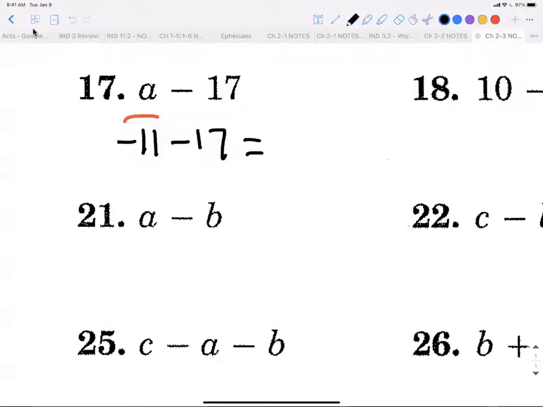Two negatives go deeper negative. So if my signs match, what do I do with these two numbers? Go ahead, Jaden. Add. So what's 11 plus 17 is 28. And it's negative, negative, negative, negative. It always goes deeper negative. So my answer is going to be a deeper negative.